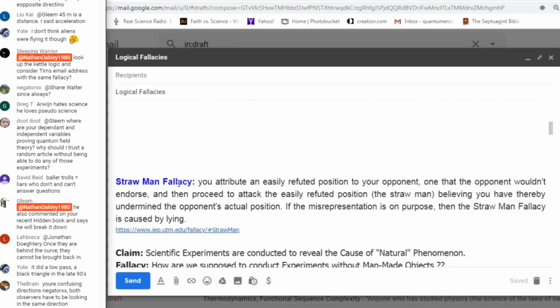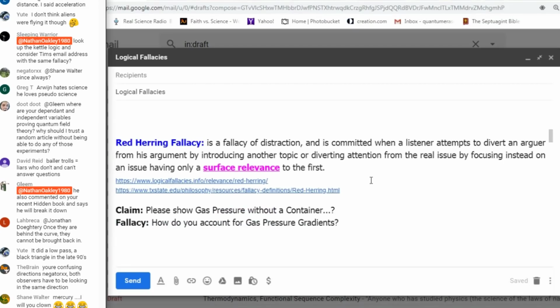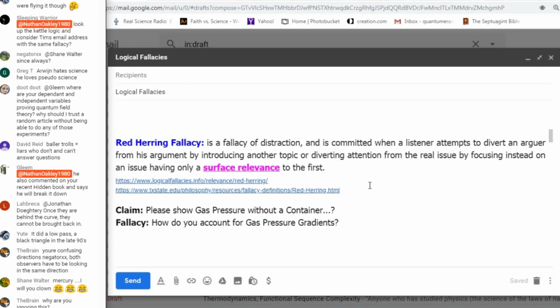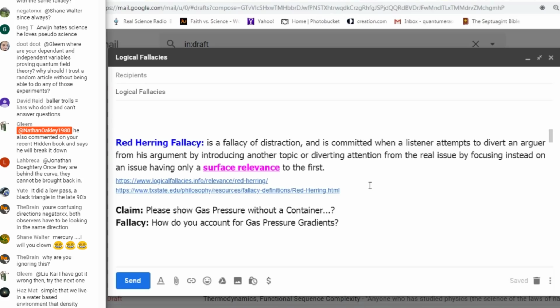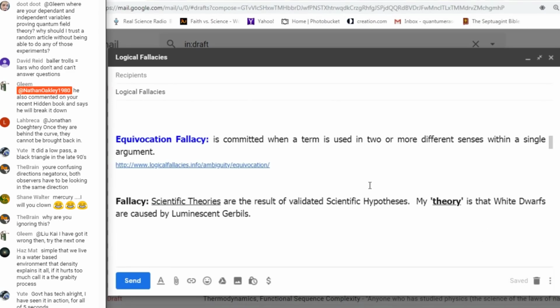Exactly. Don't beat yourself up over this. The straw man and red herring, they're easily confused. It's still a fallacy, so it's not a big deal. Cool. Yeah, let's move on.